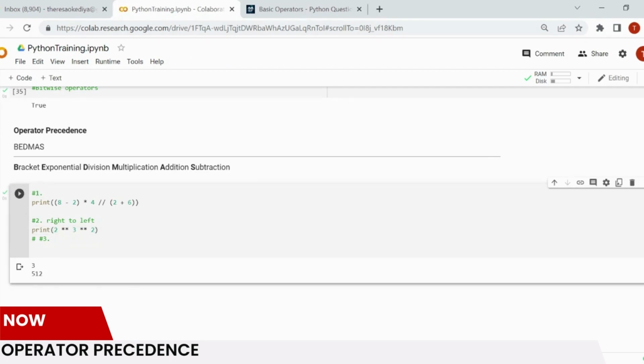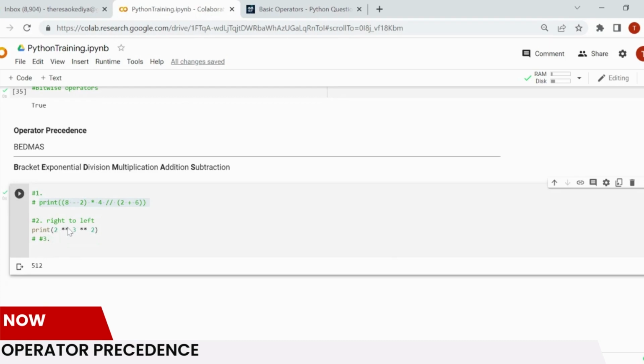So this is giving me 512. Sorry, I have to comment this out. This is giving me 512. I said moving from left to right, right? If I'm moving from left to right, it's supposed to give me 64. So let me see this. If I enforce a bracket here, this should give 64. Yes, but without that, it automatically knows that if there is exponential, it moves from its right to its left.